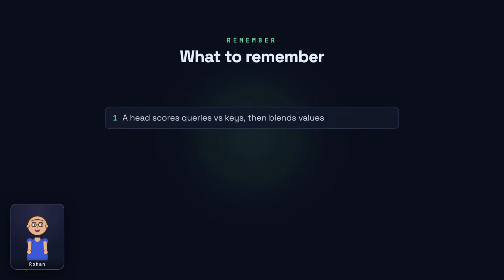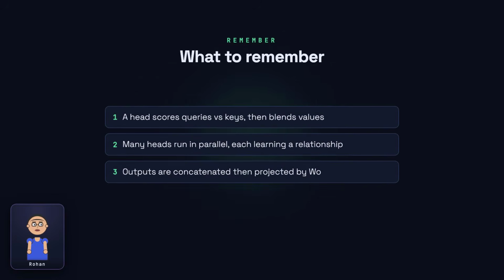To sum up, one head scores queries against keys, softmaxes into weights, and blends the values. Multi-head attention runs many of these in parallel, letting each specialize on a different relationship. Their outputs are concatenated and projected back down by a single learned matrix. And the more heads you have, the more relationships a layer can capture at once. That's the heart of the transformer.